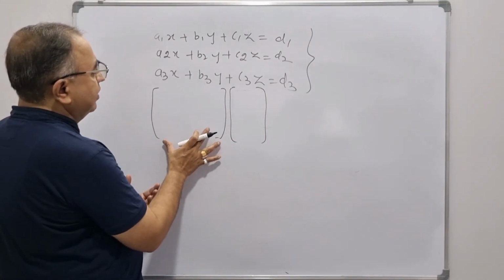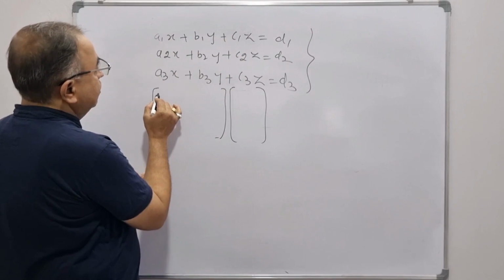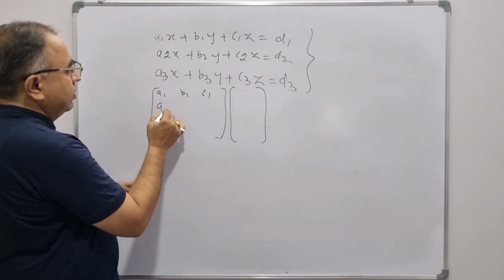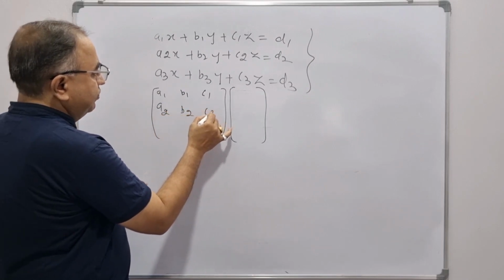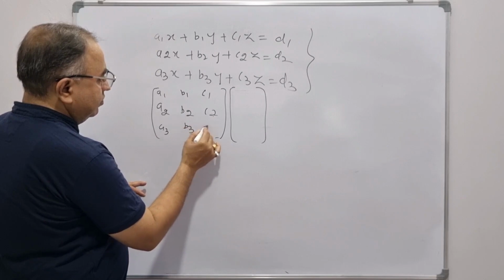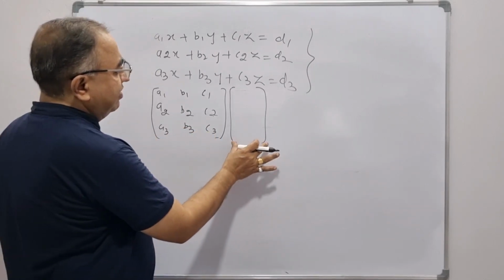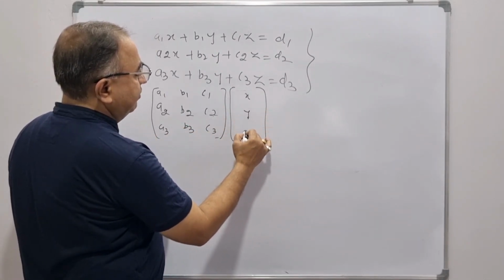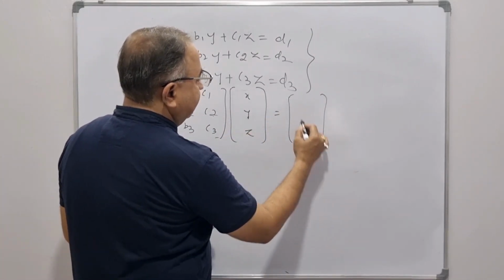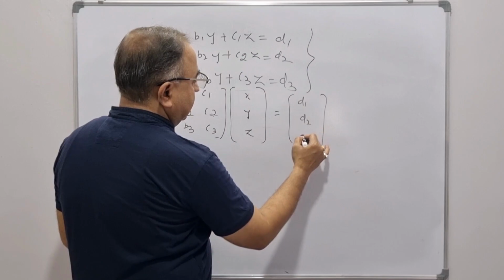where the first matrix is determined by all these constant coefficients: a1, b1, c1, the constants of the first row, then constants of the second row and third row. The second matrix is a column matrix, so the entries are the 3 variables, right? And this is equal to another column matrix, whose entries are d1, d2, d3.